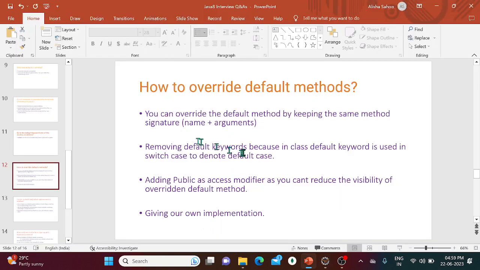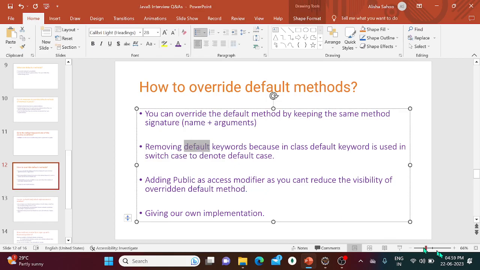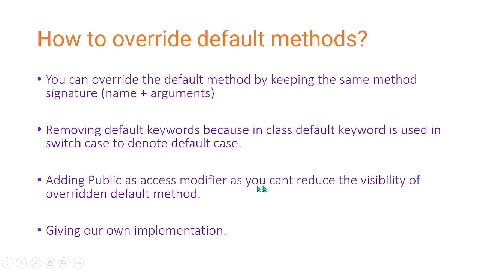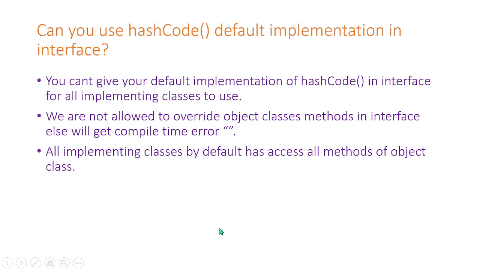So how to override it, I told, right? You need to put the method signature, and you need to remove that default keyword, but you need to put public, because you cannot reduce the visibility of an overridden default method, and you need to provide your own implementation as you need, okay. Then move to the next question: can we use the hashCode default implementation in an interface?